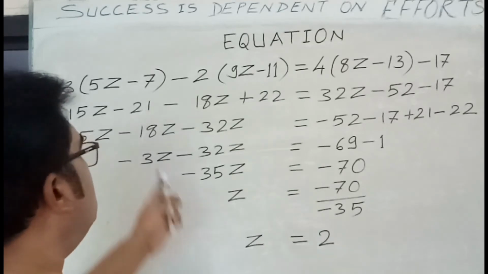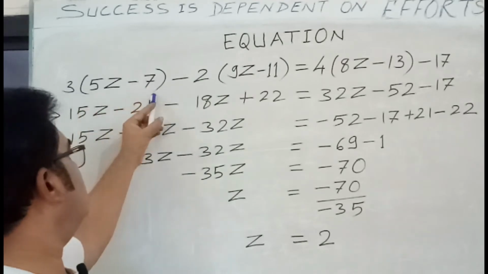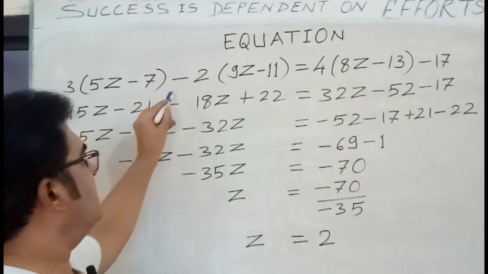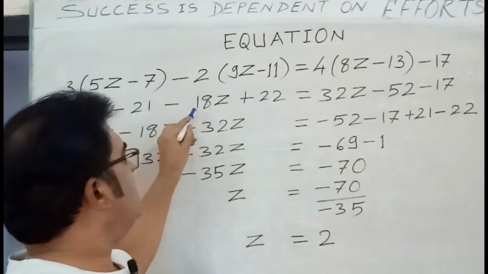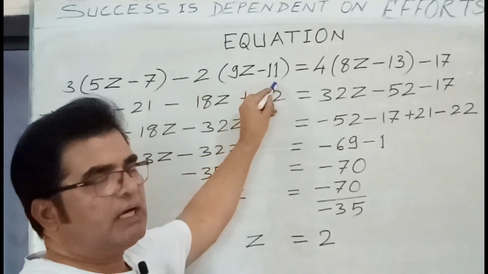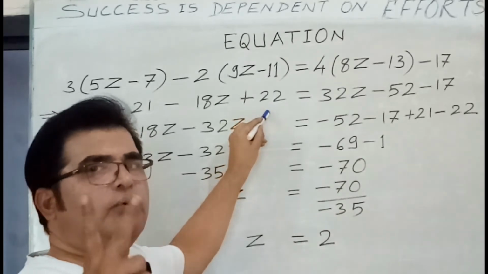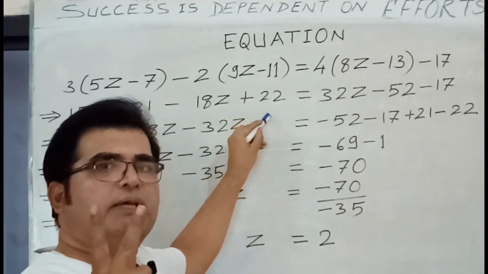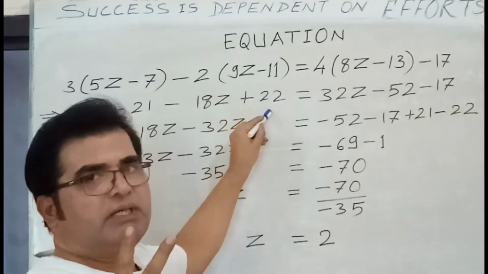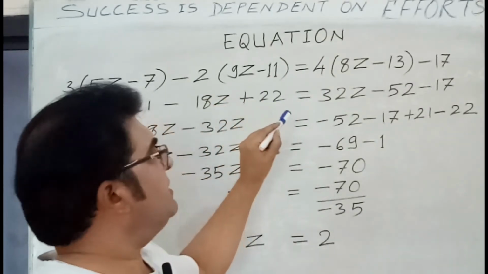This is 3 into 5. 3 fives are 15z and 3 sevens are 21 and minus sign. So 15z minus 21 minus 2 nines are 18z and minus sign, and minus 2 multiplied with minus 11 becomes positive 22. Product of two negative integers is always a positive integer. So minus 2 multiplied by minus 11 became positive 22. This point you have to remember.